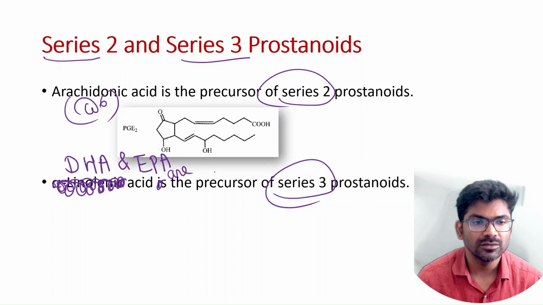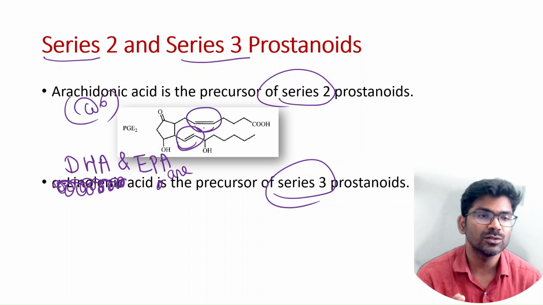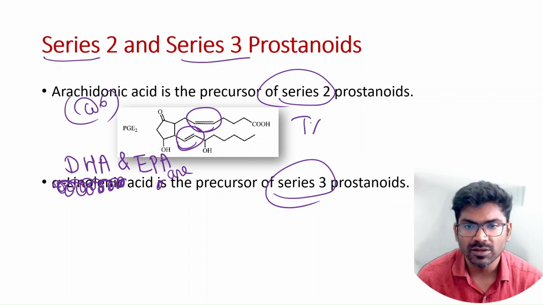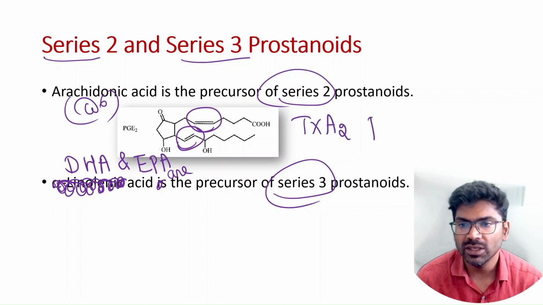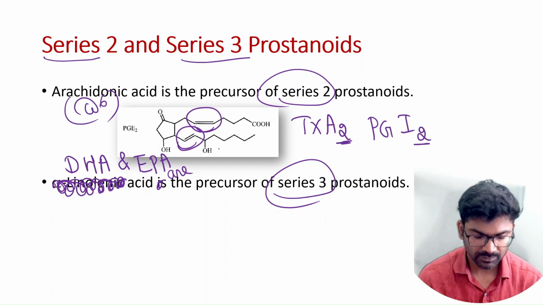Look at the structure. See this? Why are they known as series 2 prostanoids? Look at the number of double bonds. There are 2 double bonds. So that is why these are series 2 prostanoids, thromboxane A2, PGI2. So the number 2 indicates the number of double bonds.